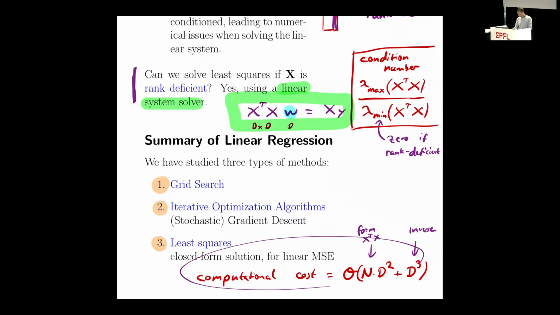Especially if you use a good linear system solver, because those are even faster than D cube. The linear system solvers are D to the power 2.4, if I remember correctly, so they can be very fast even for large values of D. Okay, so these are the 3 ways to solve least squares problems. And any questions on this? Now is the time.